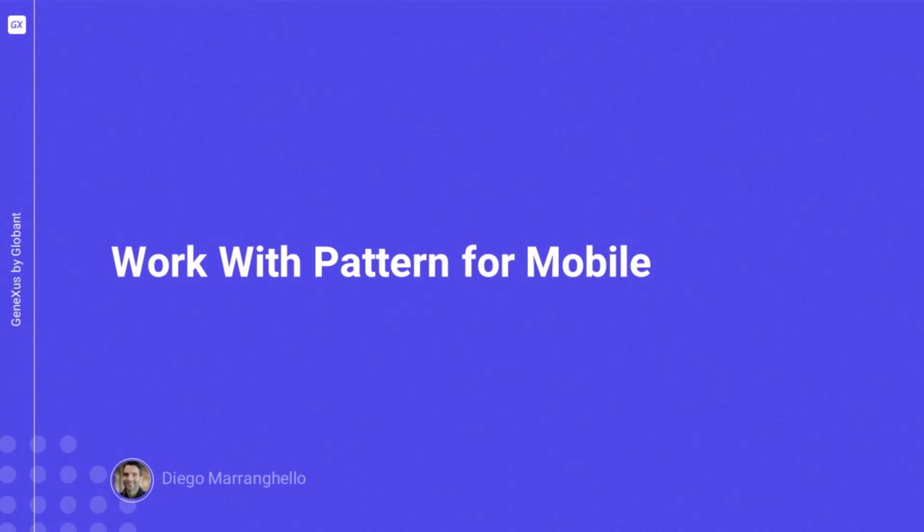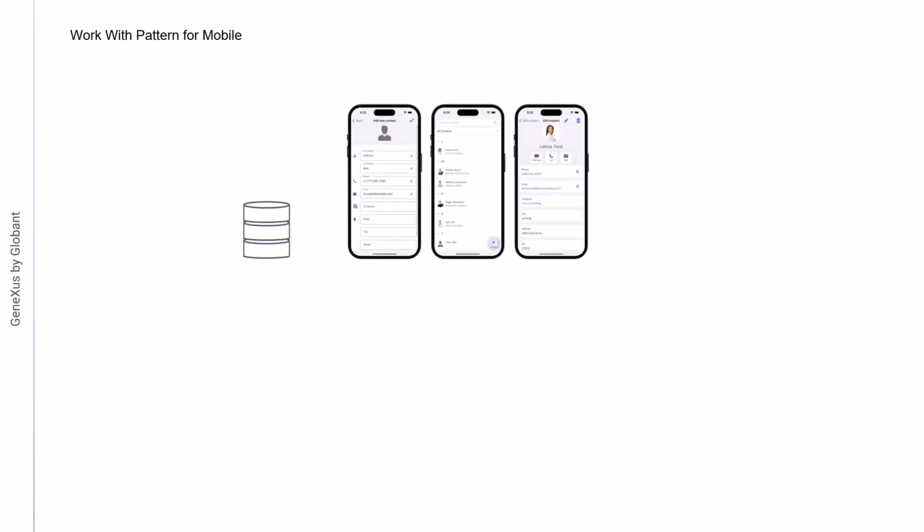In this video, we'll see the usage and features of the work with pattern for mobile devices. The use of this pattern is similar to the one for web. Applying this pattern allows listing and handling database records in a friendly, attractive, and efficient interface. The work with pattern automatically generates screens to perform basic CRUD operations: create, view, update, and delete records. In addition, it allows you to sort and filter the displayed data.